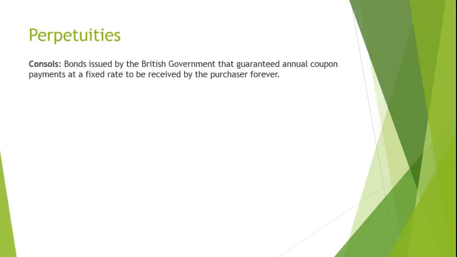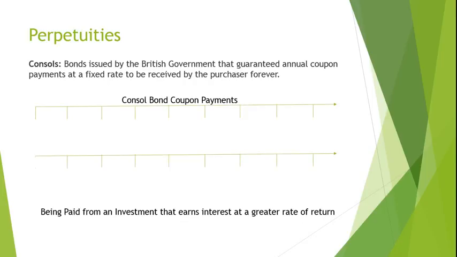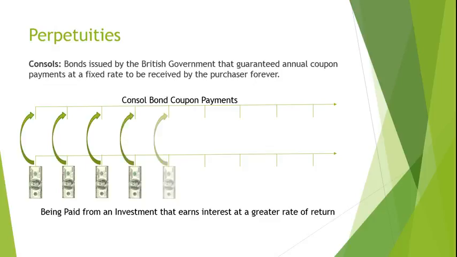Around 1871, the British government issued a bond that was a true perpetuity known as a consul. The purchaser of a consul was entitled to receive an annual coupon payment at a fixed rate forever. You may wonder why or how a government or entity would want to agree to such a long-term commitment of payments. They do this because they can guarantee payment by reinvesting the money from the purchaser into investments that earn a higher return.